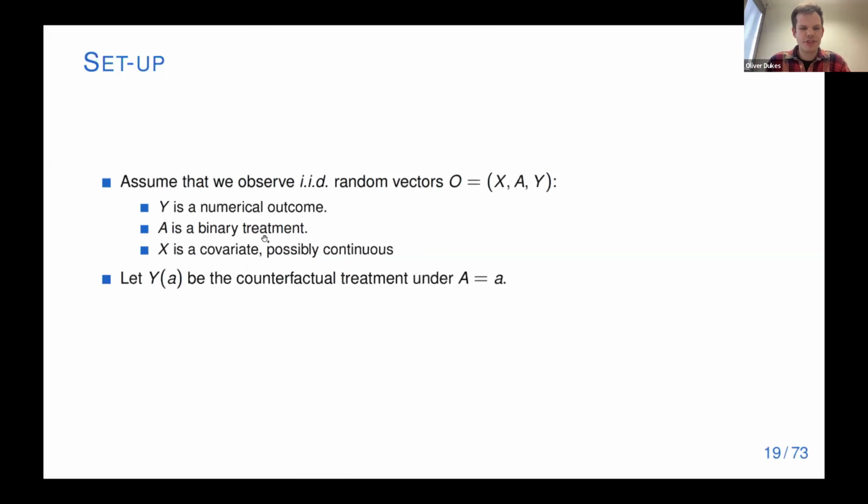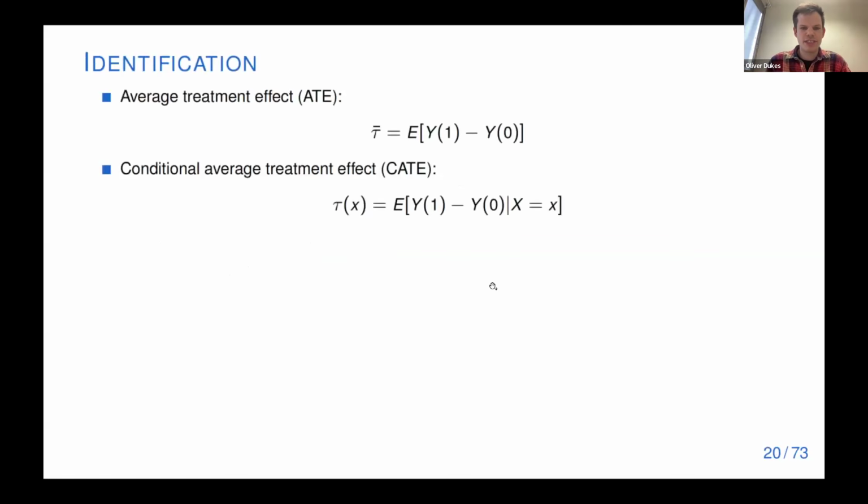So I'm in a sort of point treatment setting. What I'm going to propose today can work for randomized trials, but also observational studies subject to some assumptions. Y of a is going to be the counterfactual outcome with treatment fixed at a particular value, little a. So it's pretty standard from the causal inference literature in terms of the notation.